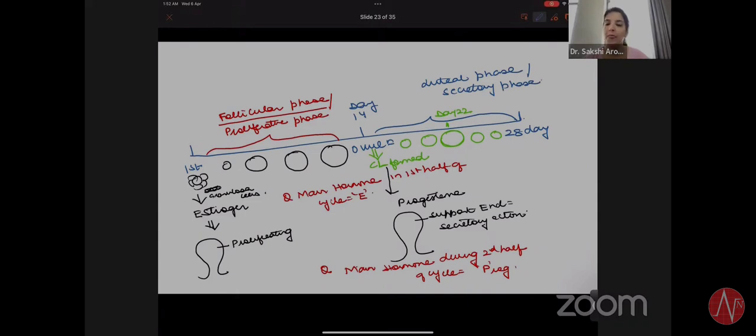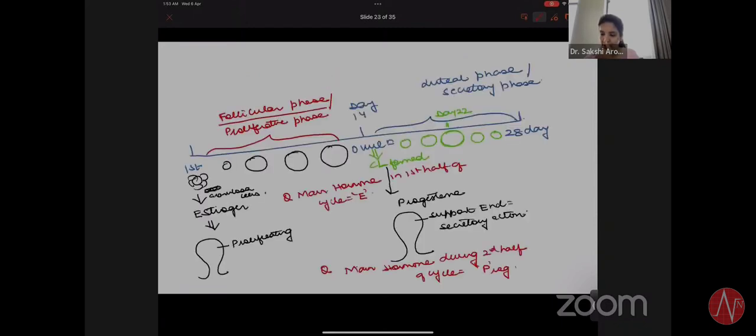So now there are 3-4 things again which you have to remember because many questions are asked on this part. Clear? It's clear to all of you? Yes? Now, remember, the duration of luteal phase of the cycle. The duration of luteal phase of the cycle is fixed and it is 14 days.